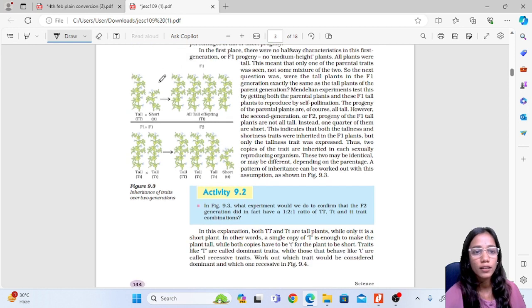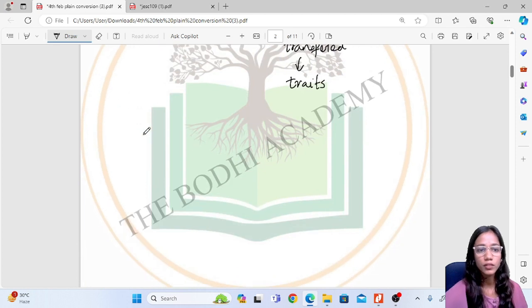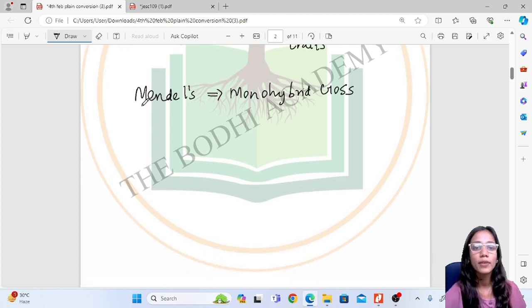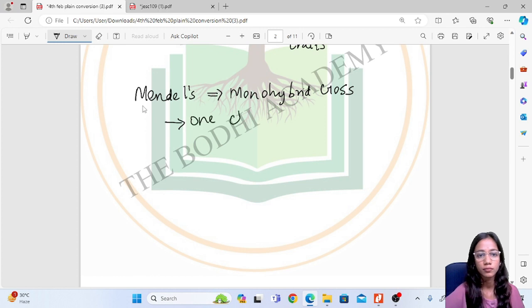You can see over here he has considered one type of trait, that is tallness. So Mendel's monohybrid cross: a monohybrid cross is when you consider one character, and over here the character was the height of the plant.